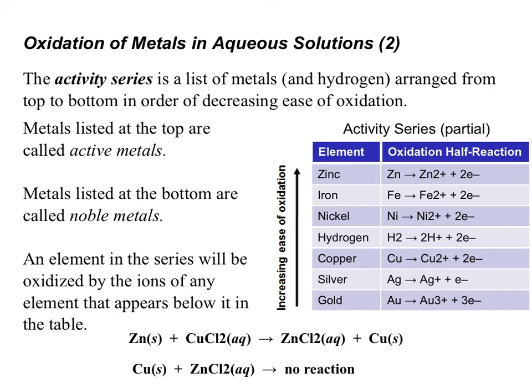Metals listed at the top are called active metals, whilst metals listed at the bottom are called noble metals. An element in the series will be oxidized by the ions of any element that appear below it in the table. So as we see, zinc is at the top of the list, whilst copper is third from bottom. Therefore, if we add copper ions with zinc metal, the zinc metal will replace the copper ions to form zinc ions and copper metal. If we reverse this and add copper metal to zinc ions, there will be no reaction because copper is lower down the list than zinc.